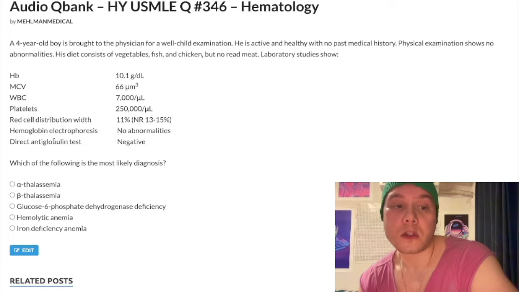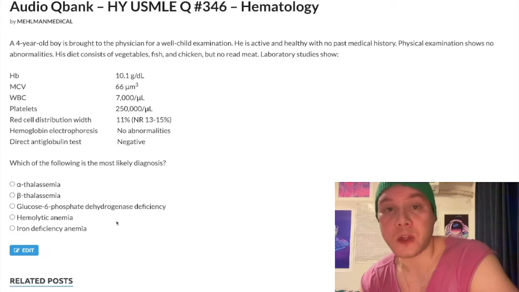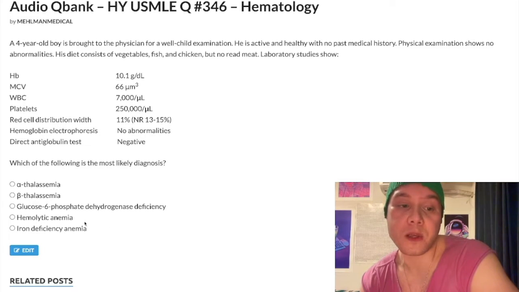Okay. Direct antiglobulin test is the same thing as a Coombs test. It just means you have antibodies against your RBCs. It's negative in this case. So we can eliminate hemolytic anemia because we don't have antibodies against RBCs, okay? If you have like a drug or infection, and then we have high indirect bilirubin, unconjugated bilirubin with positive Coombs test, I mean, that's your hemolytic anemia, classic, right?